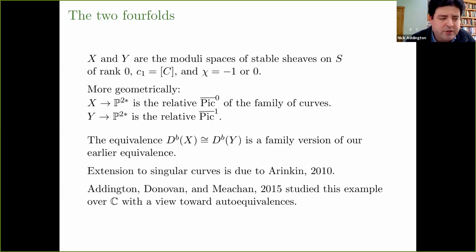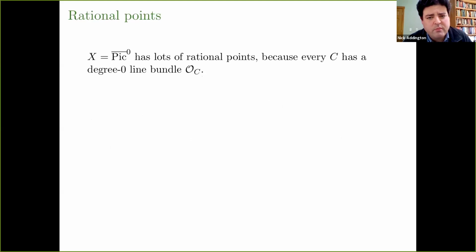Now we want to talk about rational points. So X, which you remember was this compactified Picard knot, so it's fibered in abelian surfaces, it has lots of rational points because every curve in that linear system has a degree zero line bundle, OC.